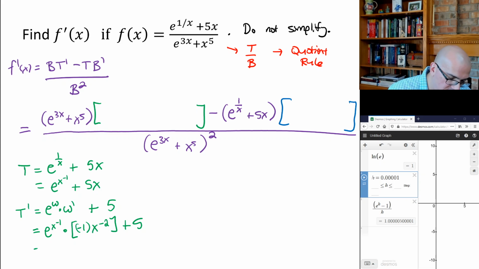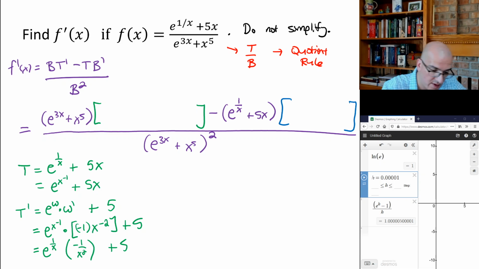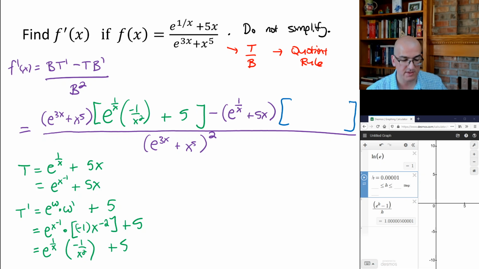Actually, no, I lied. I'm going to do one more thing. I'm going to rewrite this as e to the 1 over x. And then I might as well do this too. Minus 1 over x squared, and then a plus 5. And I'll put round brackets around it so I don't get confused with the square brackets that are up above. Okay, so e to the 1 over x multiplied by minus 1 over x squared plus 5. That's the t prime.